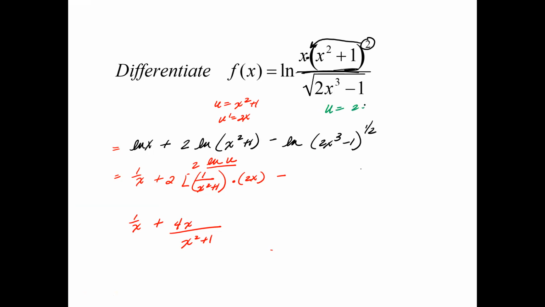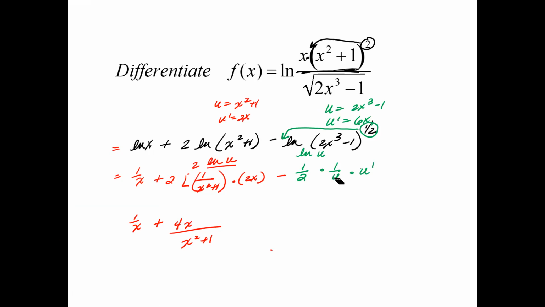U is going to be 2x cubed minus 1. U prime is 6x. So looking at this part here, remember with the 1/2, you can always bring it to the front because it is with the ln u. So you have a 1/2, and then you're going to do the ln, because remember this is the ln u. Derivative of ln u is going to be 1 over u times u prime.